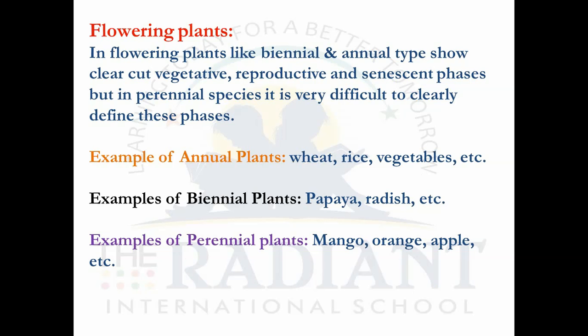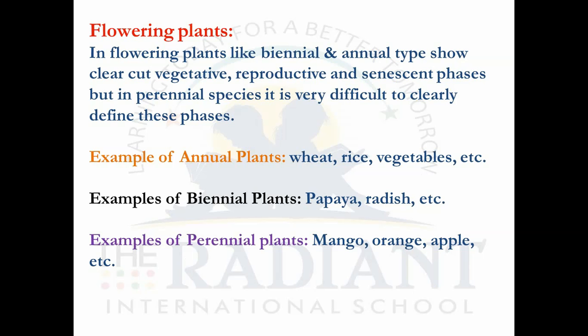Biennials, in these plants the life cycle takes place in 2 years. The first year only the vegetative part is there, that is seed germination and growth of the physical body of the plant, that is development of root, stem, branches, etc. In the second year they start producing flowers and undergo sexual reproduction to produce the new generation, that is seeds. So in the first year vegetative development takes place, in the second year flowering takes place. So they are called biennial plants.